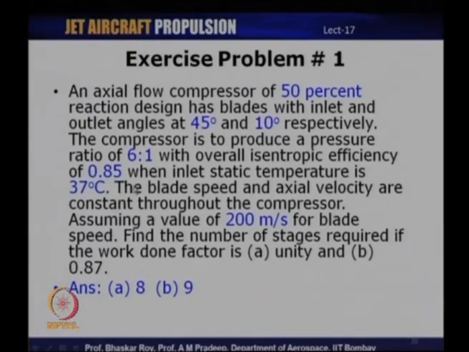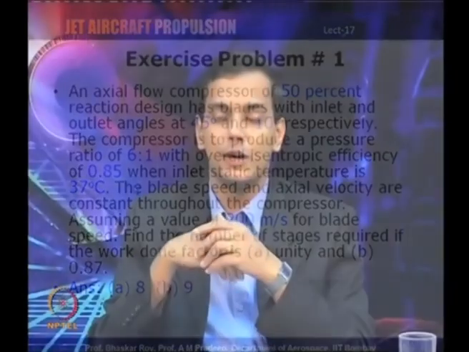So, in this question we have a rotor which has a degree of reaction of 50%, which means that the velocity triangles are symmetric and mirror images. 2 of the angles have been specified. So, all the angles of the velocity triangle are known, and you have been given the blade speed and overall pressure ratio. Based on this, we need to find out the number of stages required in 2 cases, that is, if the work done factor was unity, and second case was if work done factor was 0.87.